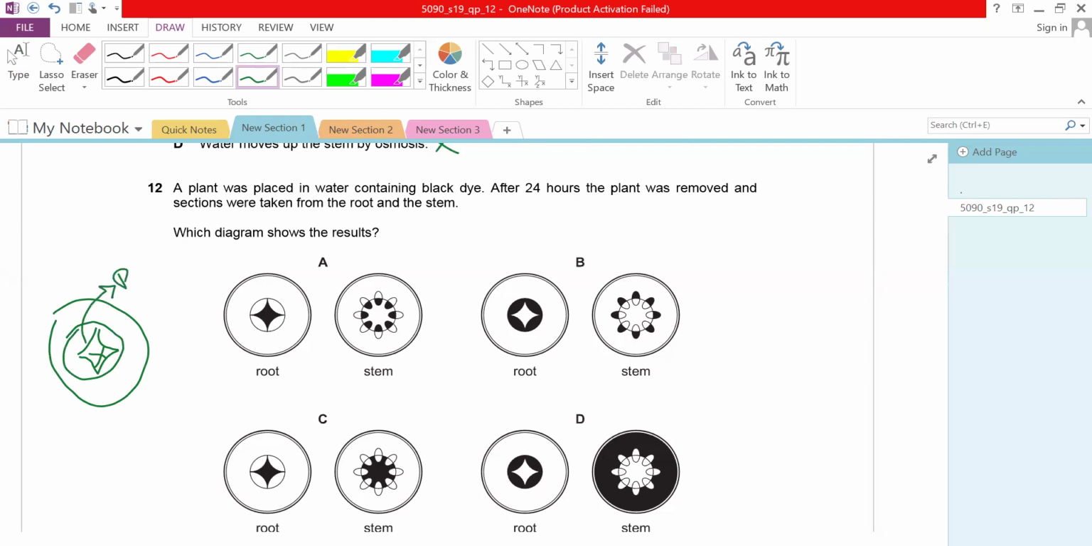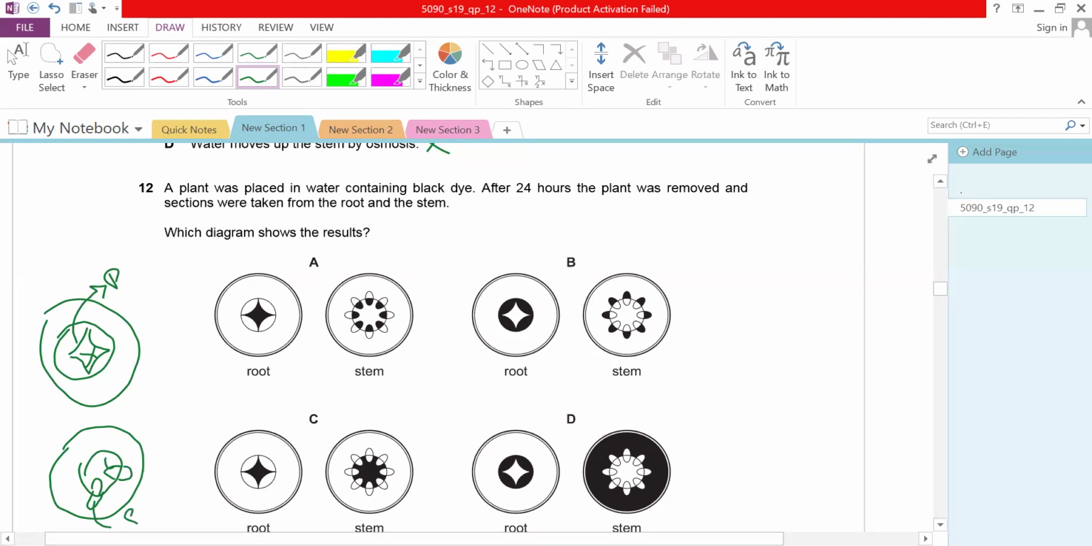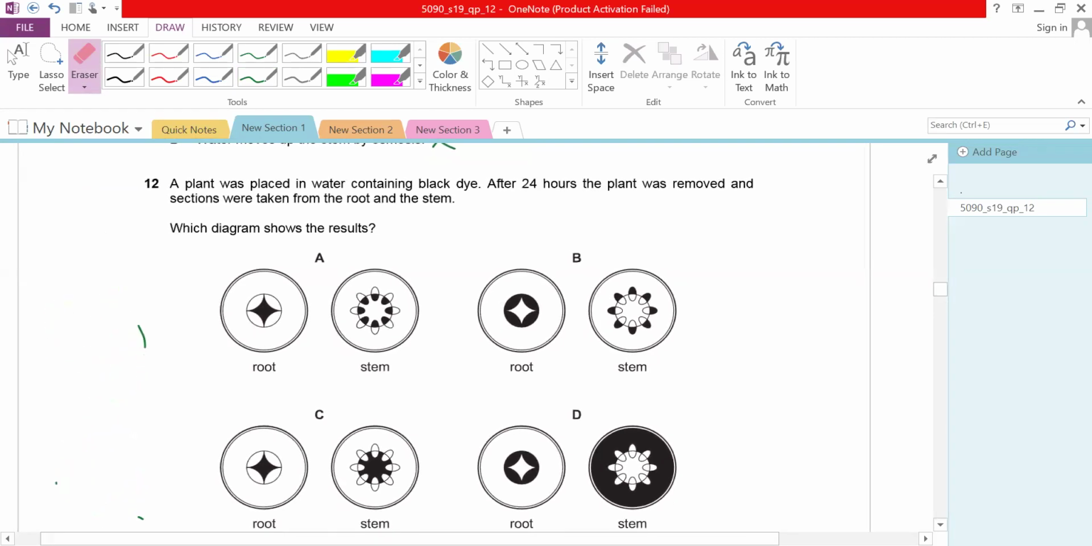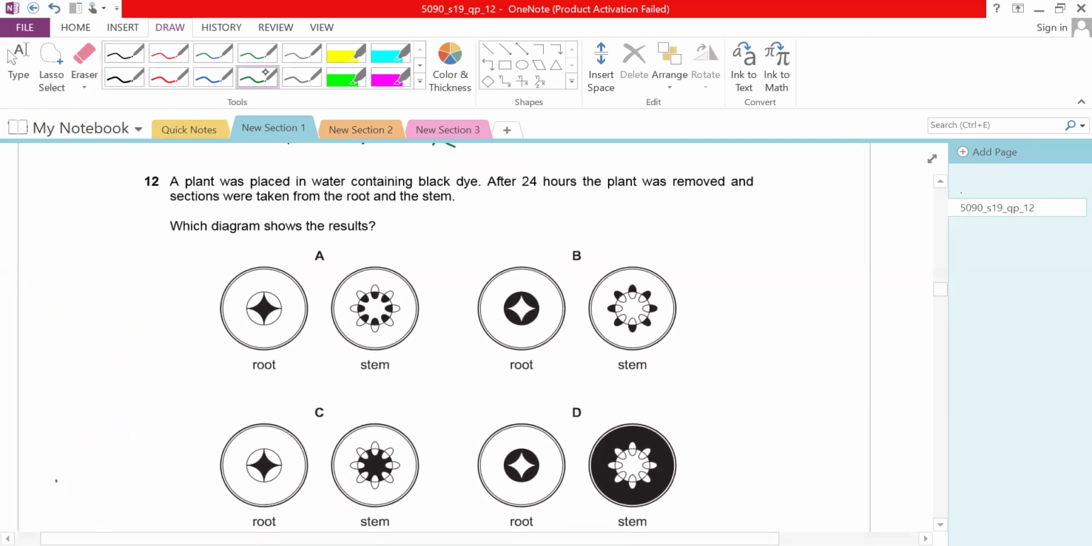And in stems, the inner side part is always xylem, while the outside part, which I'm trying to draw, is always phloem. Okay, so let's look at the options. First option, this is xylem. The black dye moves up through xylem, and in the stem the black dye also moves up through xylem, and this black part is xylem. So according to this, option A is correct.